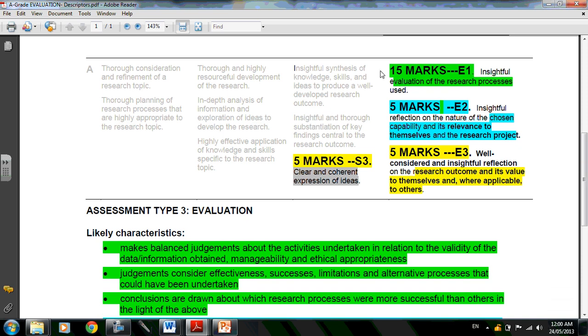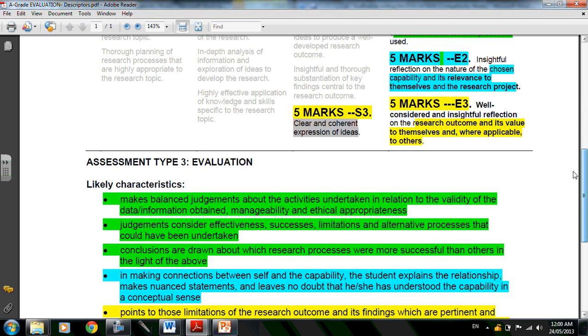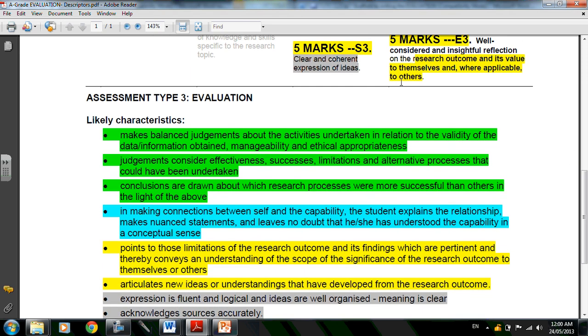So this is the evaluation of the research process, the capability, and the outcome. And it's very important to see the likely characteristics as they correspond with colors. I want you to have that as a checklist. What am I writing when I need to evaluate my research process? You have to make balanced judgments about the activities you do. You have to discuss the manageability and ethical appropriateness of the methods used.